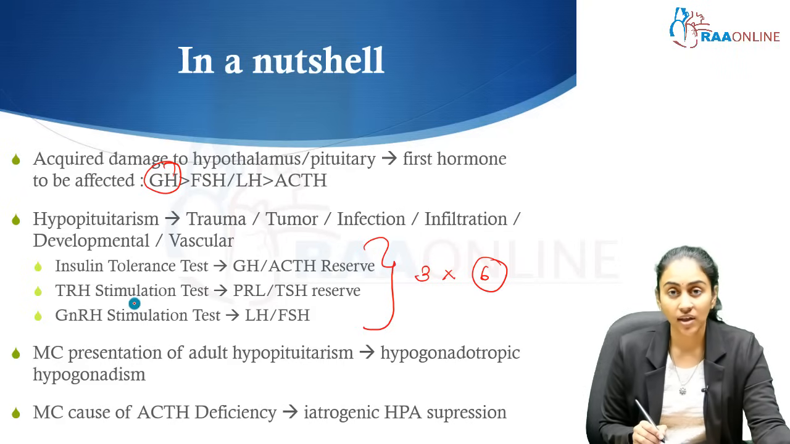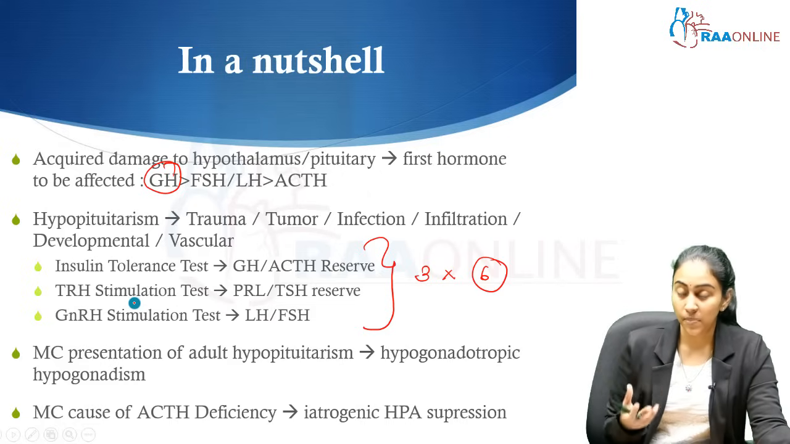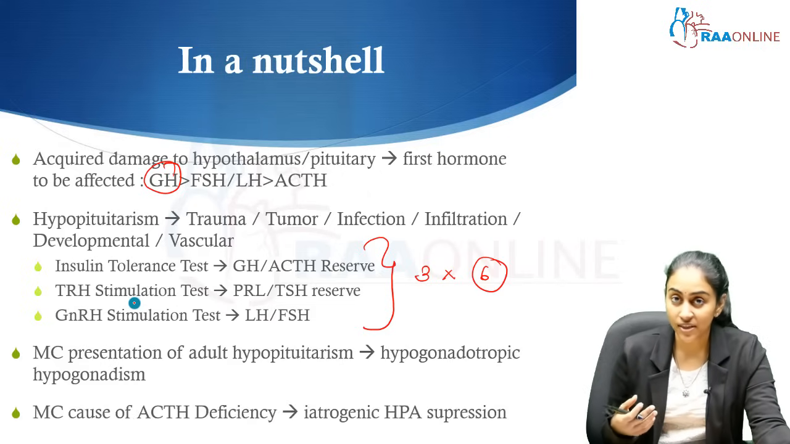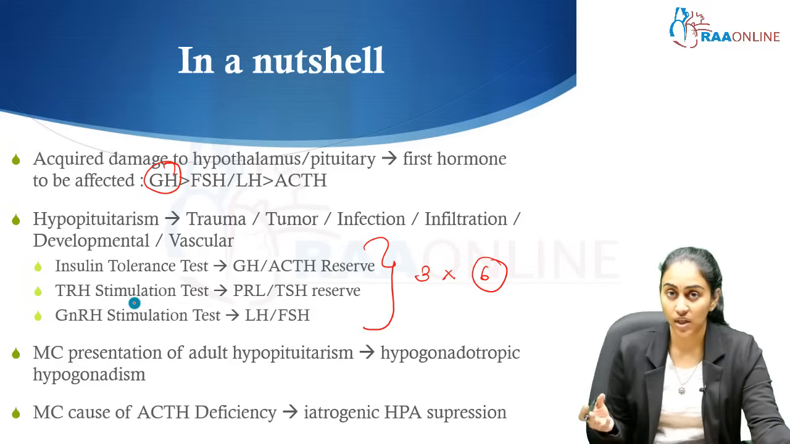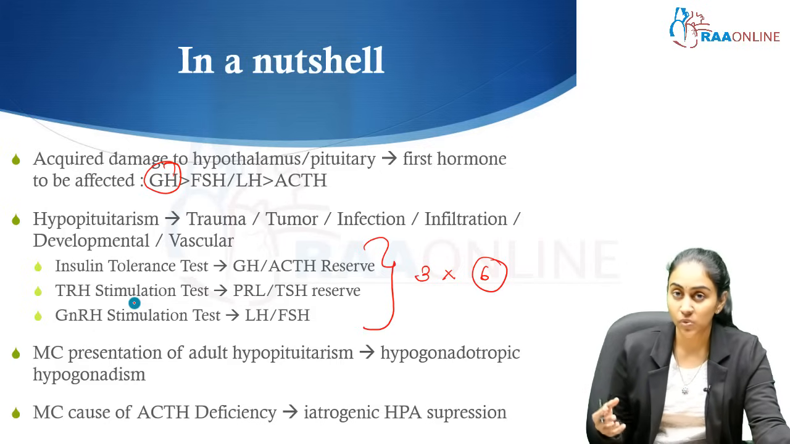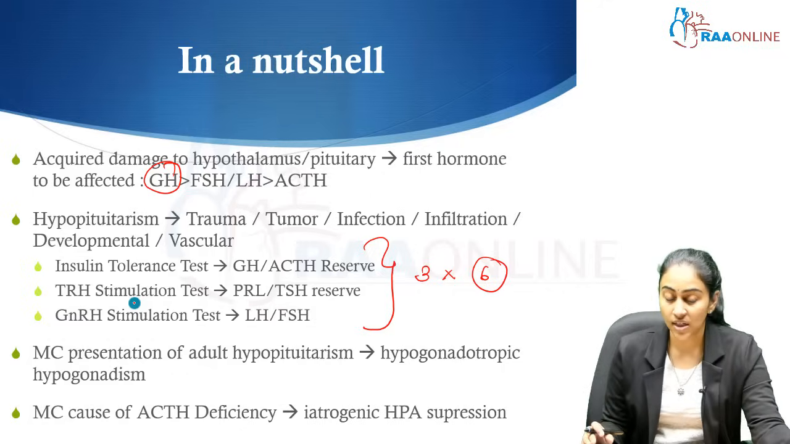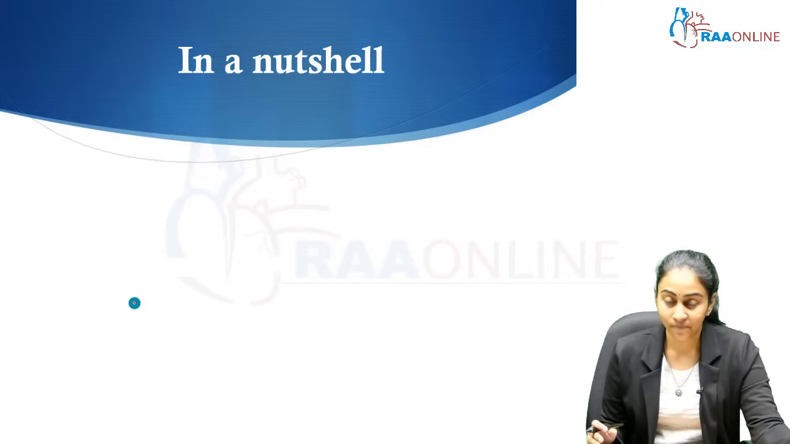So, iatrogenic hypothalamo-pituitary-adrenal axis suppression. The most common cause of ACTH deficiency is actually iatrogenic: suppression secondary to long-term glucocorticoid intake and inappropriate withdrawal.